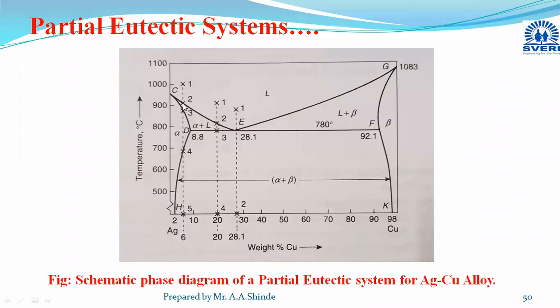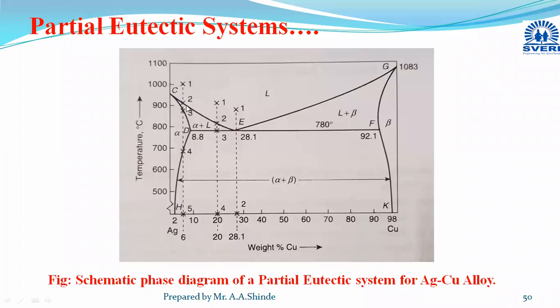When temperature falls below this point 2, in this region alpha plus liquid is shown, which means alpha starts separating out. Okay, alpha starts separating out, and this alpha is separated before this eutectic transformation. This is proeutectic alpha. Initially alpha is not present.